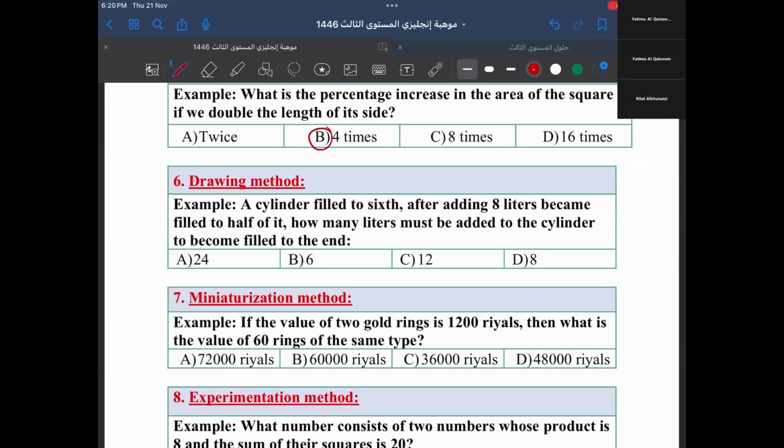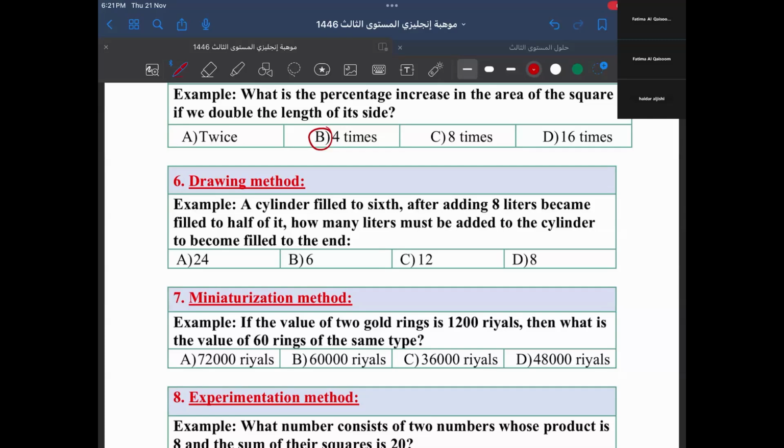Who can read question 6? Just read it with me and I'm going to solve it with you. Anyone? Just read the question. Yes, Haidar. A cylinder filled to 1/6 after adding 8 liters became filled to half of it. How many liters must be added to the cylinder to become filled to the end?